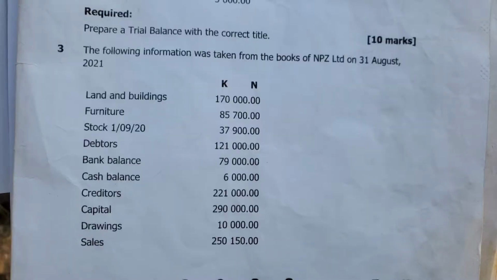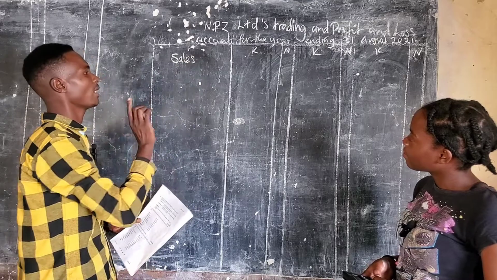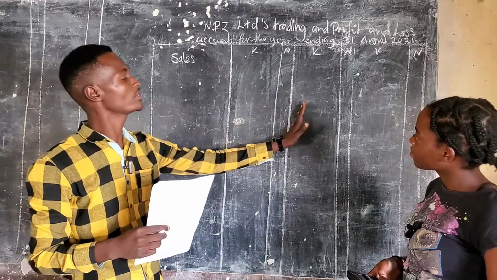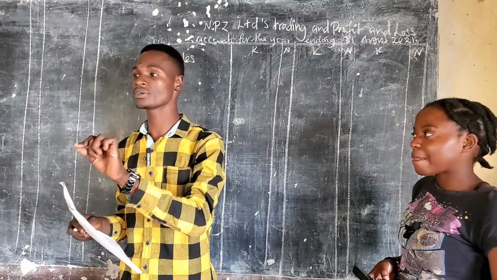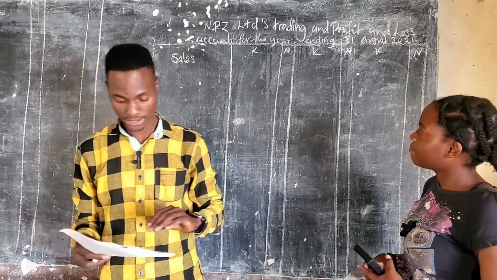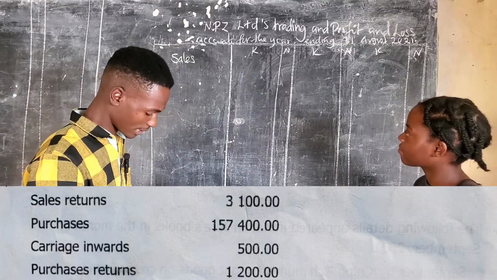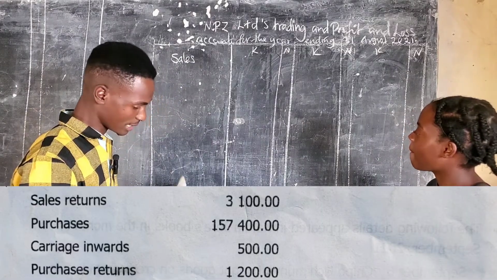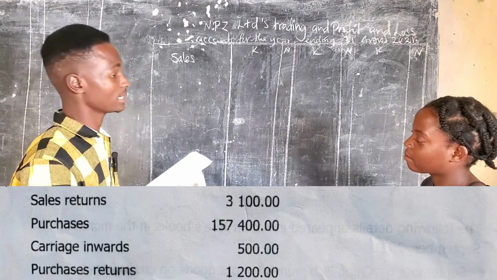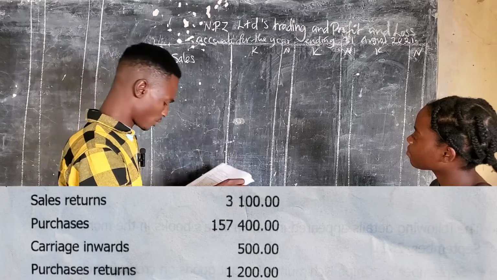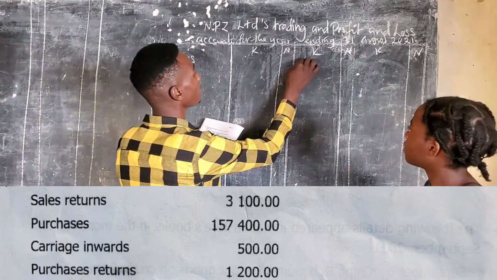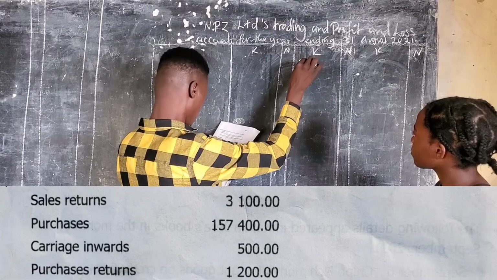Now, the first item here is sales. So we're going to write sales here. Now, before you write your sales in the middle or final column, you double check if at all you have sales returns or returns inwards. We check. Sales is there, yes. Then sales returns is there. So meaning if sales returns is there, then sales goes where? In the middle column.